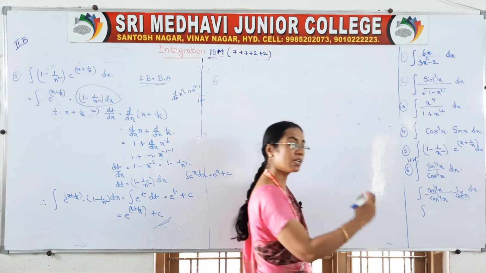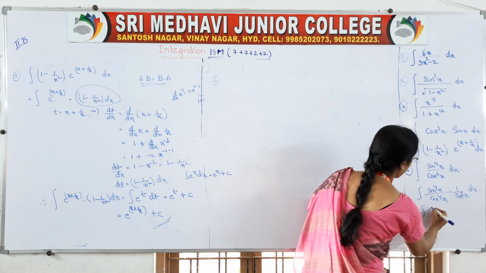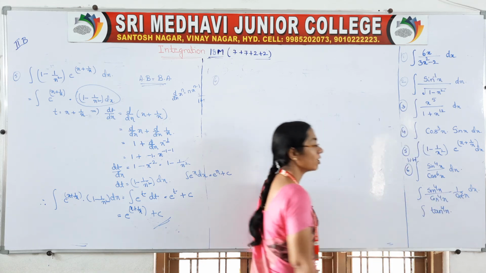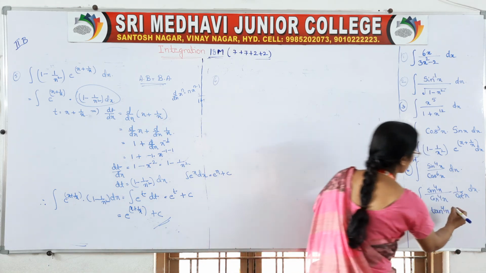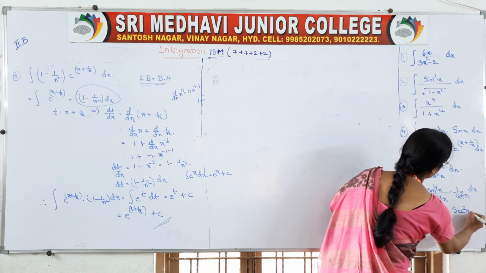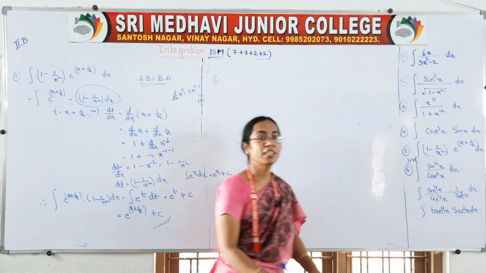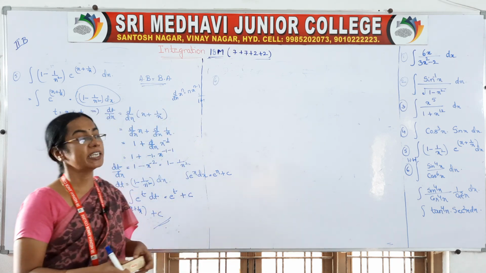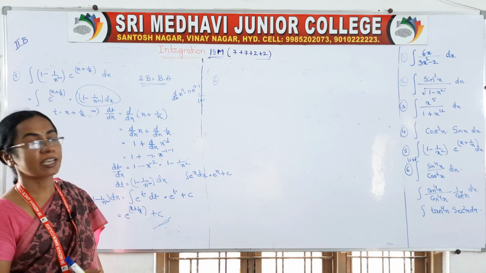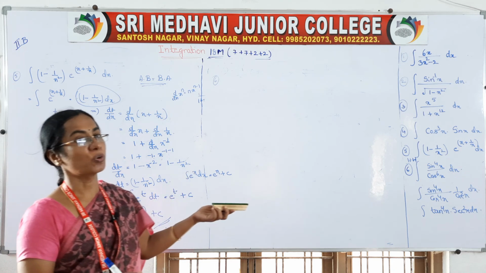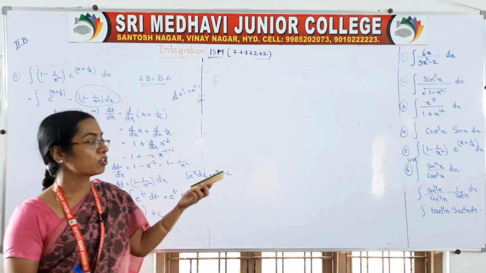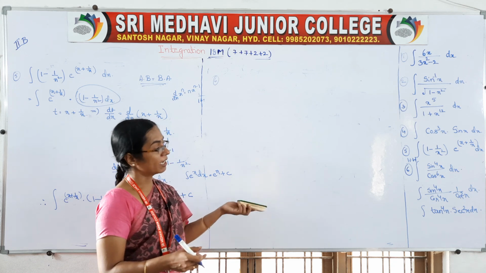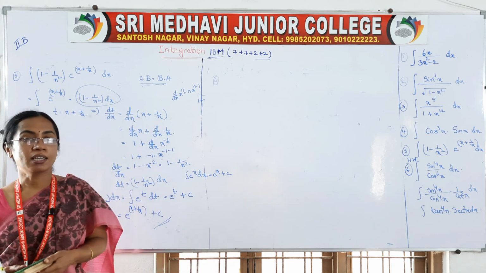You take power common. Sin by cos is tan. So tan 4x, and 1 by cos is secant, square is there. So it will be secant square x dx. So very simple. You take t is equal to tan x there, right? So then its dt will be secant square x dx. So you will get t to the power of 4, right? So integral t to the power of 4 is t to the power of 4 plus 1 by 4 plus 1 plus c. At the end you substitute t, you will get your answer.